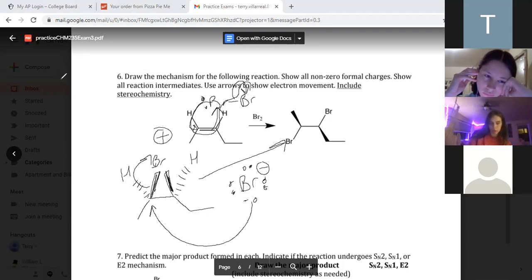So you only have 2 steps in this mechanism. One, you attach the bromine across the double bond, and you make that thing called the brominium. In the second step, the other bromine comes and attacks from the backside. And that'll give you your product.